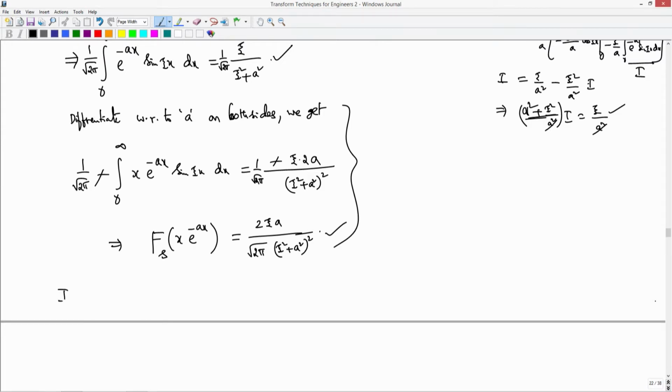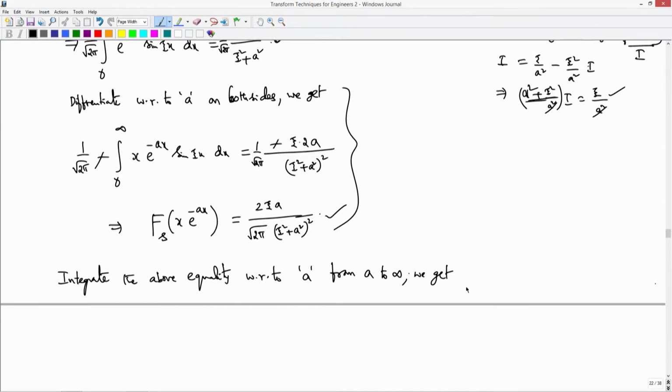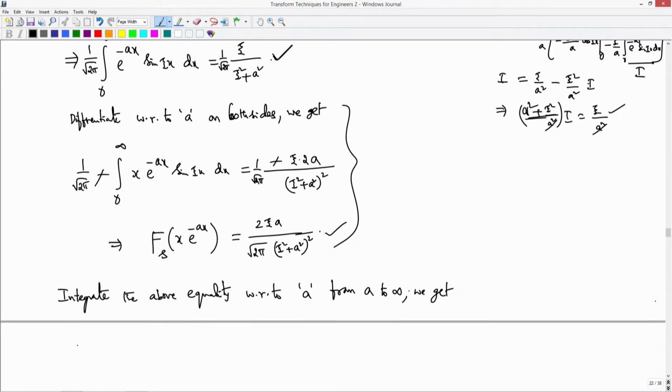How do I do this? Let me write this: integrate the equality, that means this one, with respect to a from a to infinity. Then we can see what we get. What we get is 1 by root 2 pi.